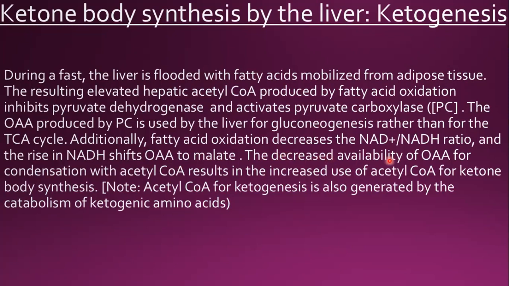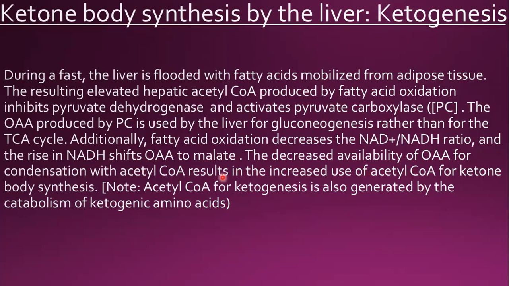Now, once oxaloacetate is converted to malate, there will be a decreased availability of oxaloacetate, which is required to condense with acetyl-CoA. Because the acetyl-CoA can't combine with the oxaloacetate to form citrate, this acetyl-CoA will be used for ketone body synthesis.